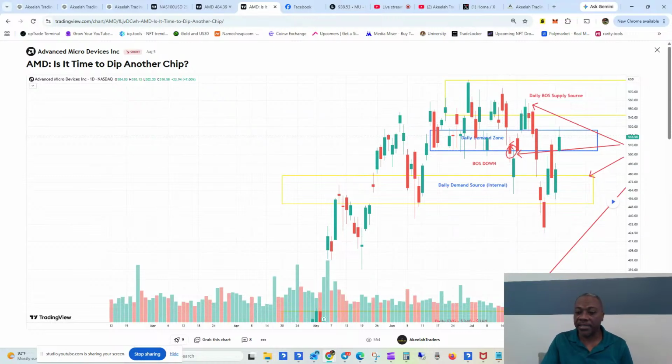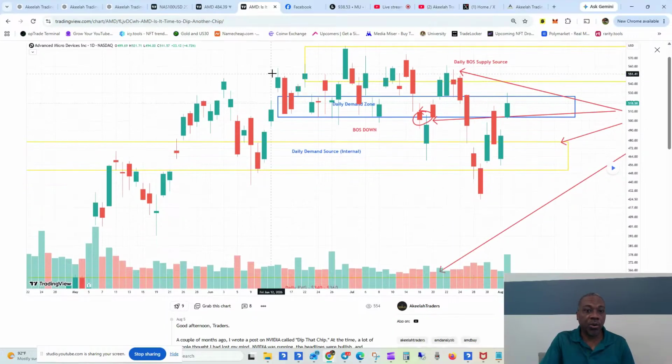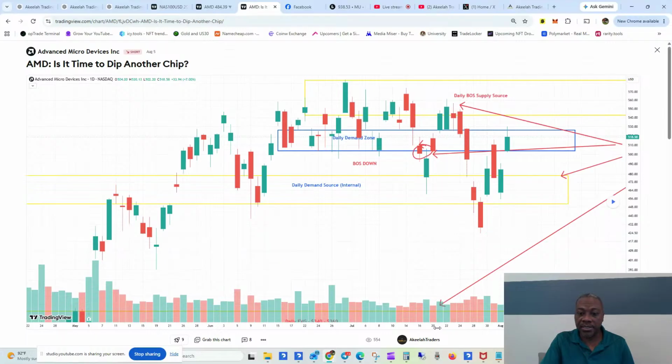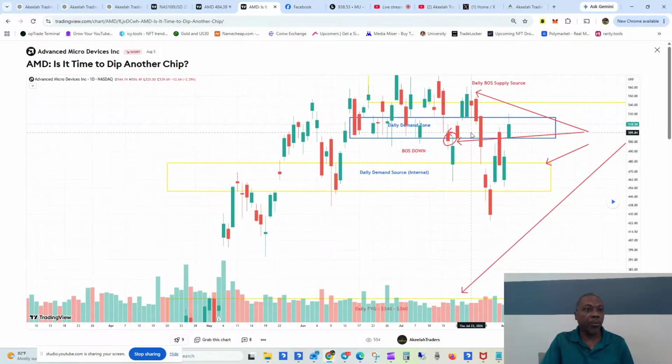So the expectation was, we see a break of structure, I expect this to pull back up into this area here. If this flag that was given to start with is a true warning sign, then we will see a rejection once we get into this area. That's what I saw here. So on August 5th, we were able to post this and say, hey, I see something strange going on with AMD, and is it time for this chip to fall?